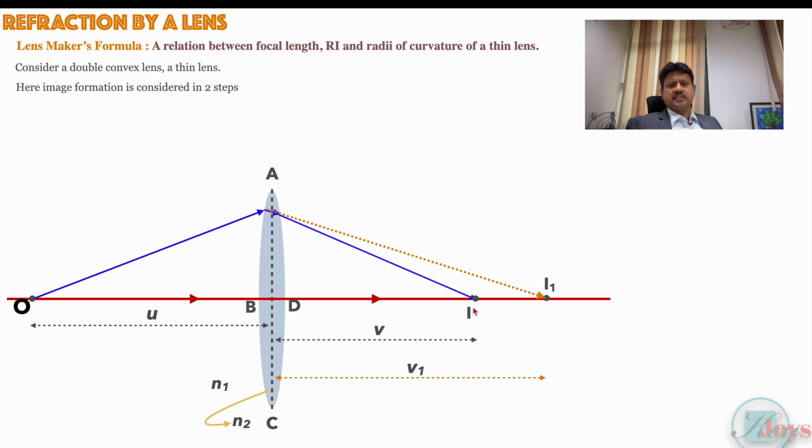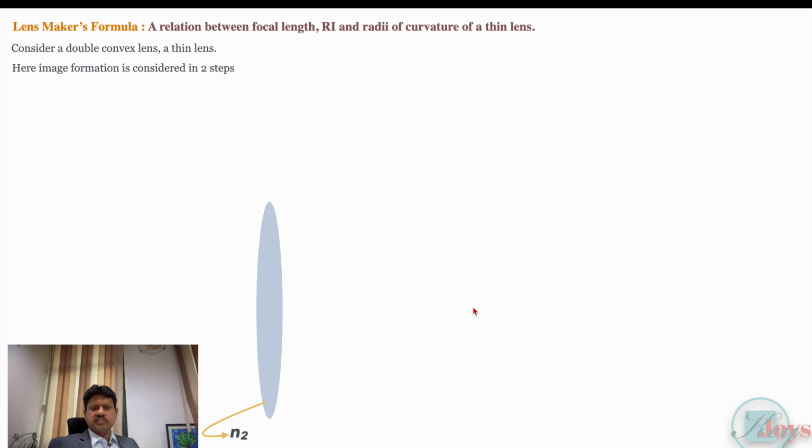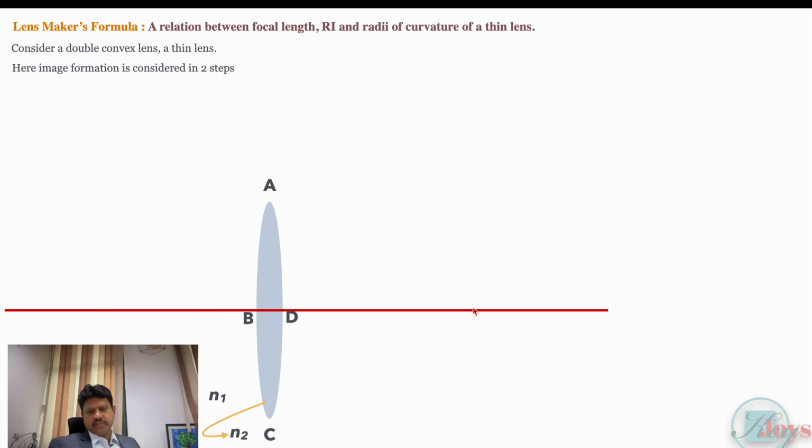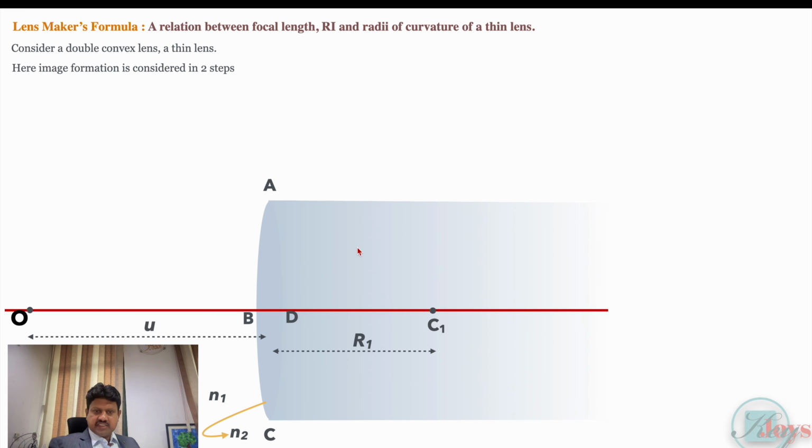So let us try and understand this in steps and derive the lens maker's formula. First I'll consider the first stage: the lens, the principal axis, B and D are the poles, the object is at O, U is the object distance, C1 is the center of curvature for this first surface, R1 is the radius of curvature for the first surface. The distances are all measured from the optic center. Of course, from the pole you can measure for the first surface, but B, D or the center of the lens are considered the same point because the lens in consideration here is a very thin lens.